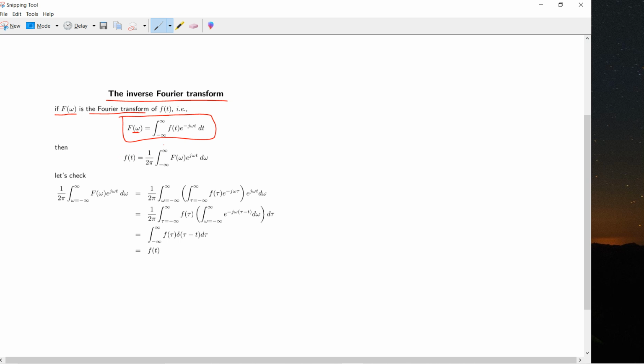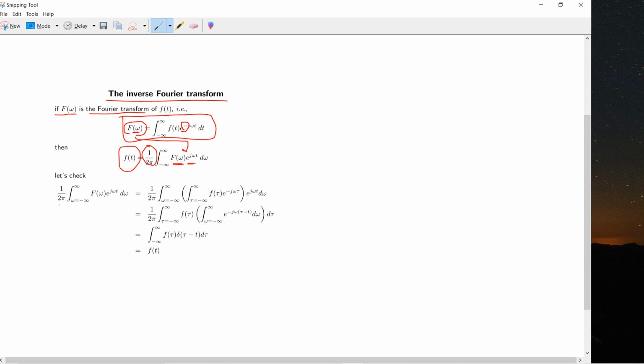Then the inverse Fourier transform basically just puts this F of omega into this part, but changes this minus sign to a positive sign, and you integrate over the frequency. By the way, you need to divide by 2 pi. Okay, so we need to check that this will indeed give you back this small f of t.